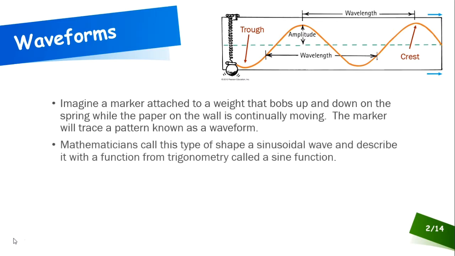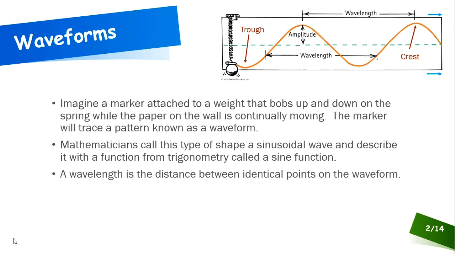The mathematicians would look at that and say that's a sinusoidal wave, because I can describe that with a trigonometric function called a sine function. Of course, trigonometry is beyond the scope of this course, so we're not going to go there. But we are going to go into evaluating some characteristics of the waveform. And the two most important that we're going to be looking at are the wavelength and the amplitude.